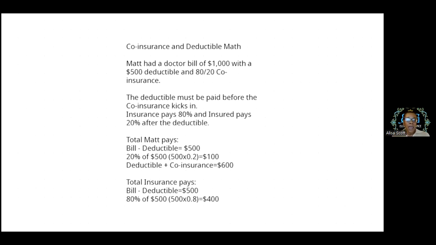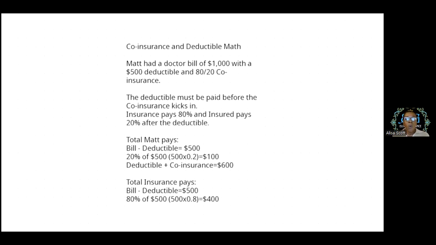Matt had a doctor's bill of $1,000 with a $500 deductible and an 80-20 co-insurance split. So those three important things: the bill, $1,000, the deductible, $500, and then the co-insurance split, 80-20. Keep in mind that the deductible has to be paid first before any co-insurance kicks in. So if the doctor's bill is less than the deductible, the co-insurance doesn't matter, because the insured has to pay their deductible first before any co-insurance will kick in and pay a portion of that bill.